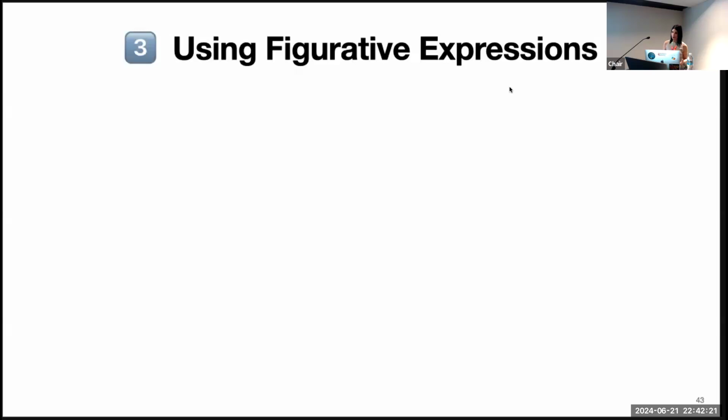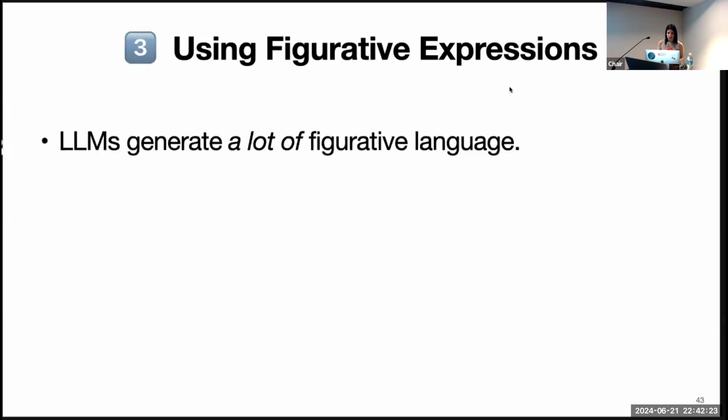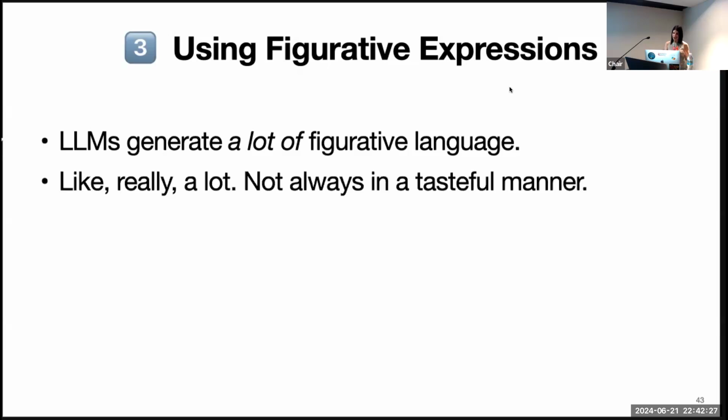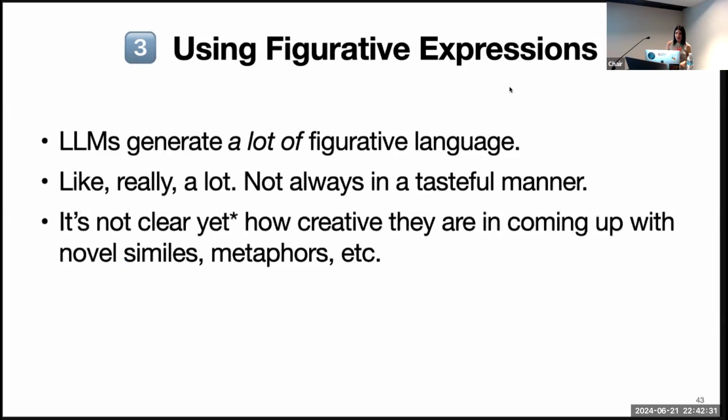Okay, so to recap the third part, LLMs generate a lot of figurative language, really a lot, and not always in a tasteful manner. And it's not clear yet how creative they are in coming up with novel similes, metaphors, etc. I would hedge here and say I probably missed some papers about it because there are so many papers right now in NLP. But I personally don't know yet what the answer to that is.